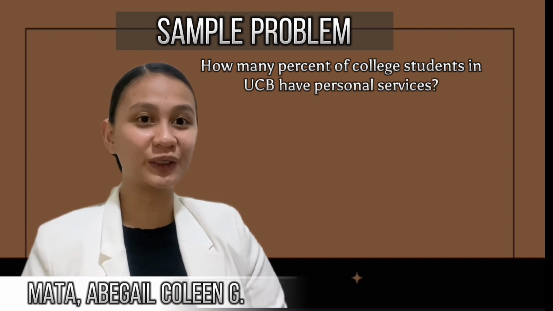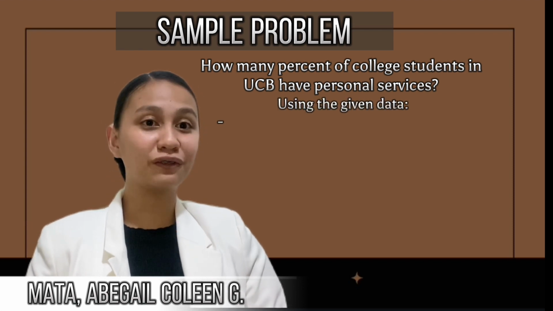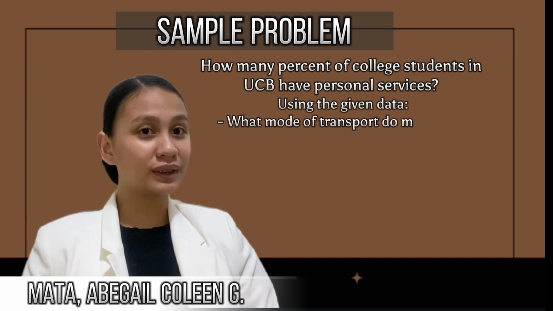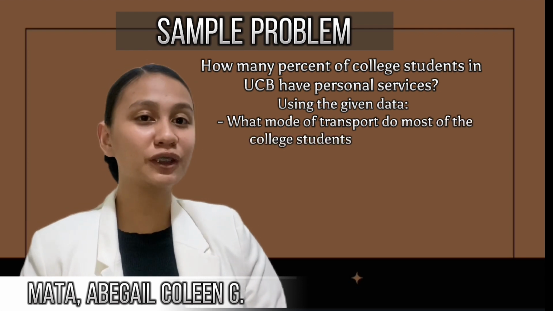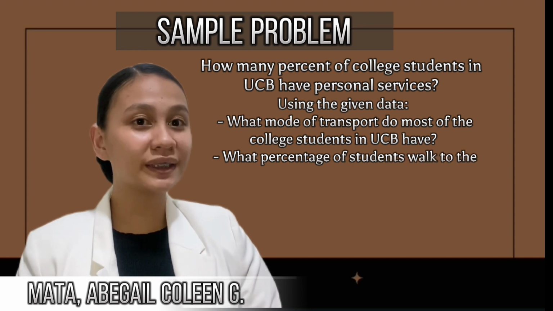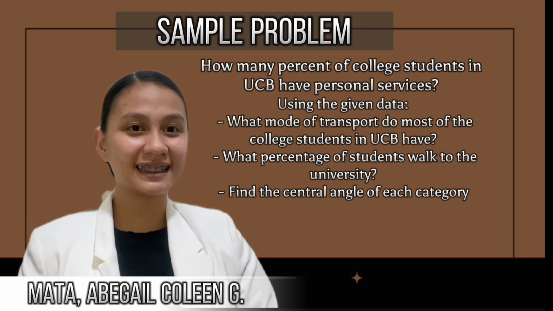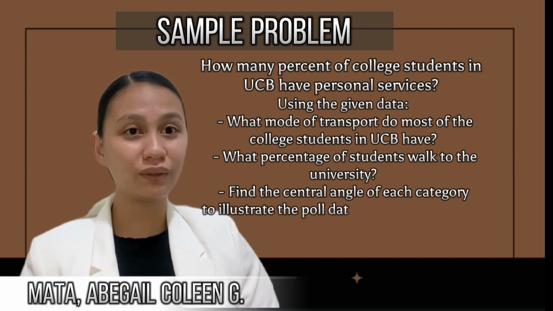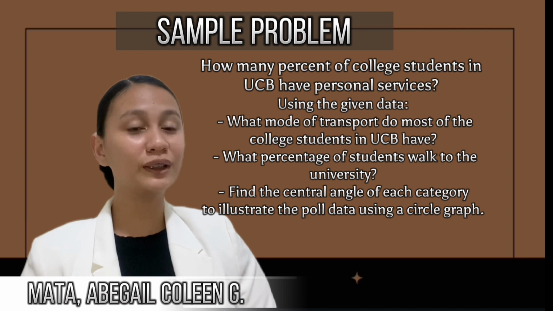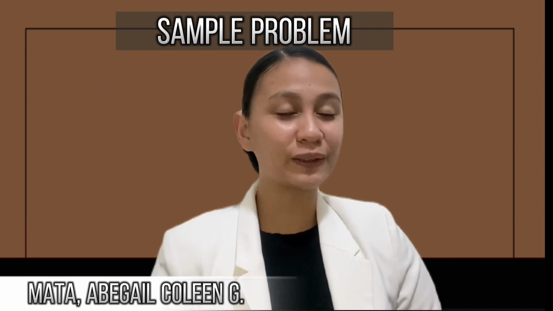their own personal services? So now, let us make use of the data that we have. What mode of transport do most of the college students in the University of Cebu Banilad campus use? And how many percent of the college students walk going to the university? Now, let us find the central angle of each category to be able to illustrate the poll data using a circular graph. And that's it for our sample problems. Let's now have Ms. May Saison discuss the solutions to the mentioned problems.